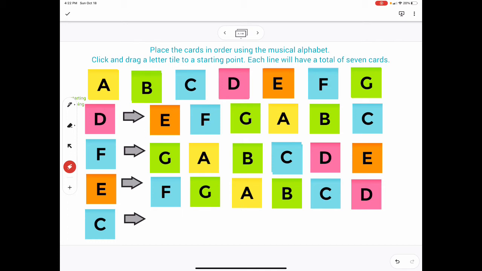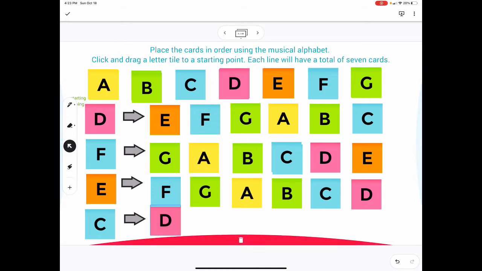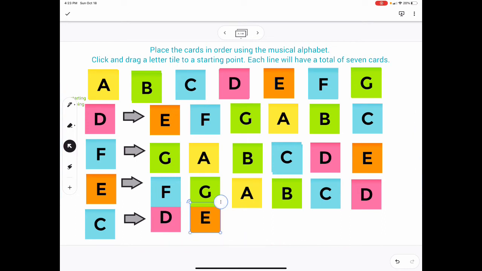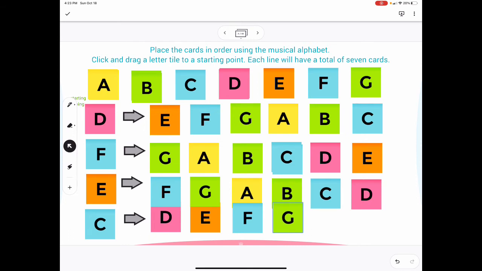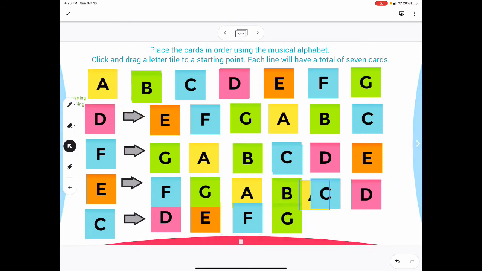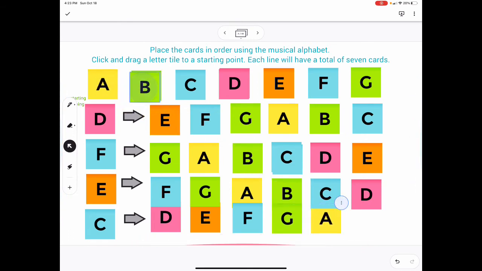Okay, so after C comes D. E, F, G, A, and B. Okay, so notice I have different starting points, but the alphabet will always be in the same order. Okay, just I have different starting points for each one.